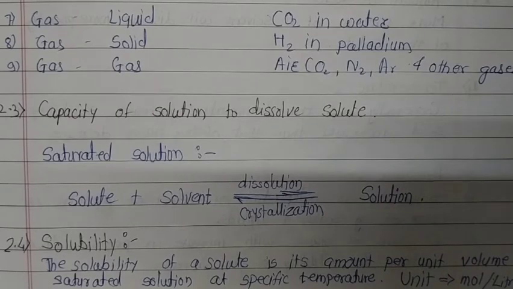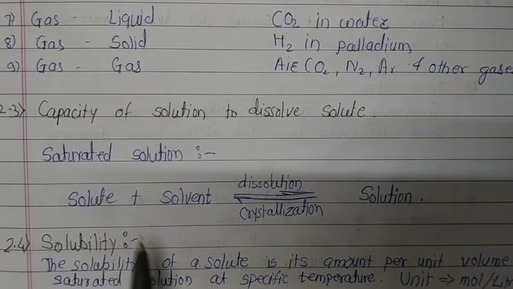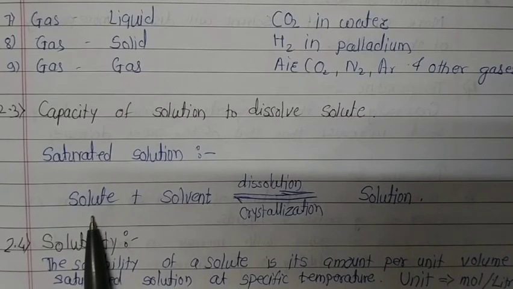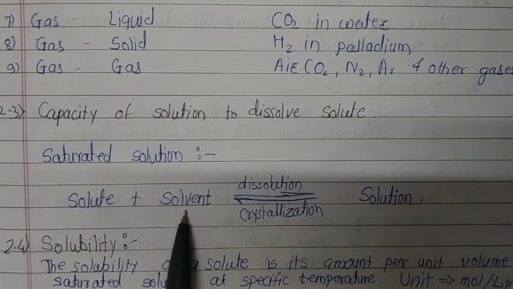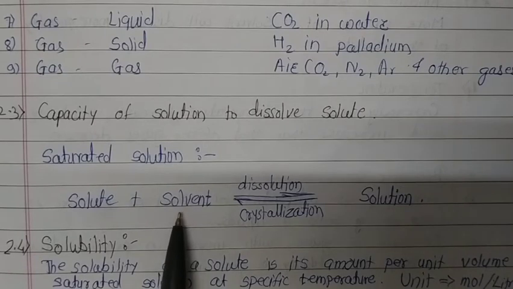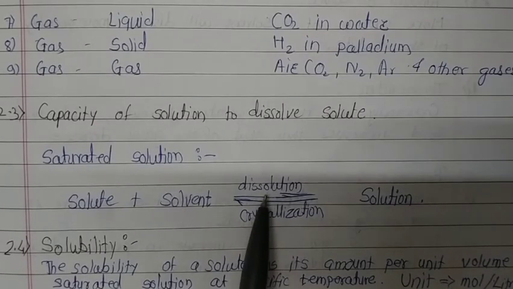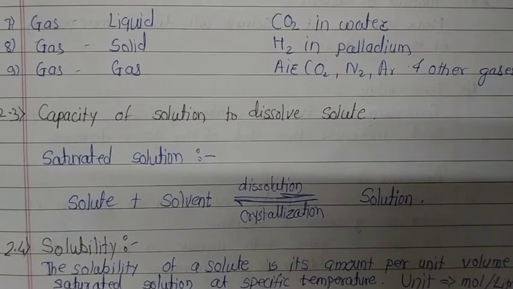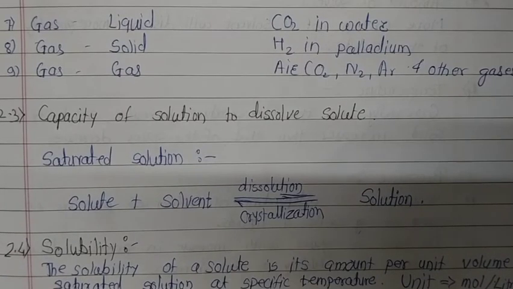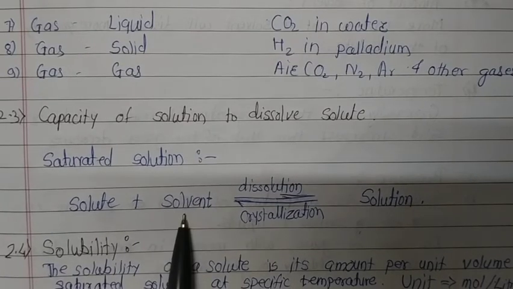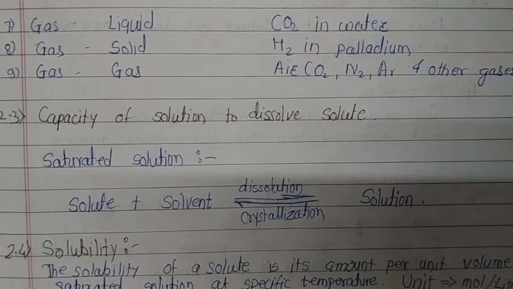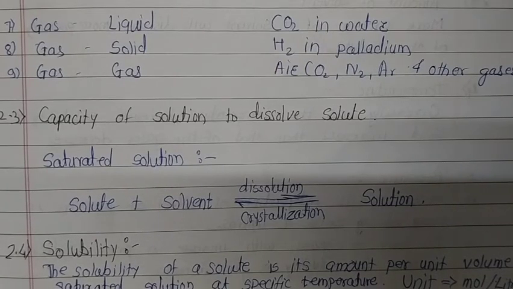The dissolution then slows down as more solute is added. As we add more solute to the solvent, the dissolution gets slower. If we continue the addition of solute to the solvent, then at a point the dissolution stops, and the solution at this point is said to be a saturated solution. Means at one point the dissolution of solute in the solvent stops. That point is called a saturated solution.